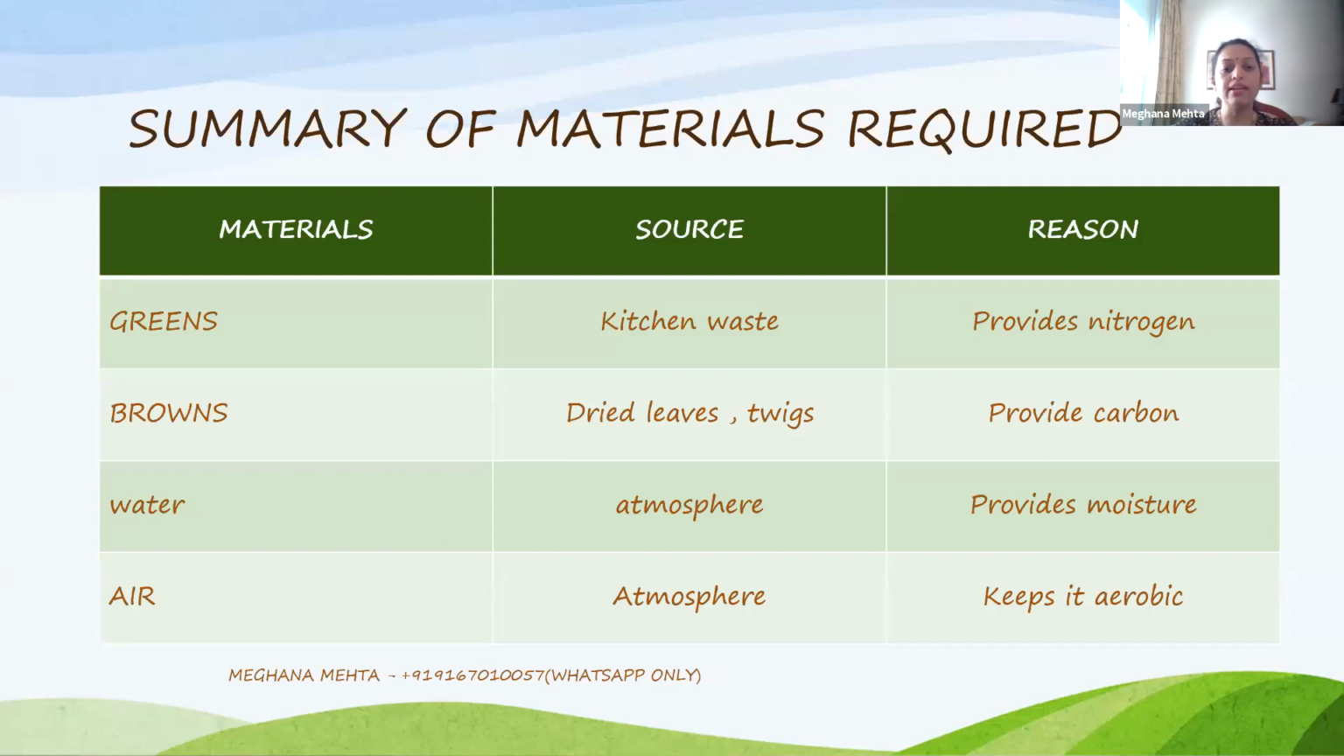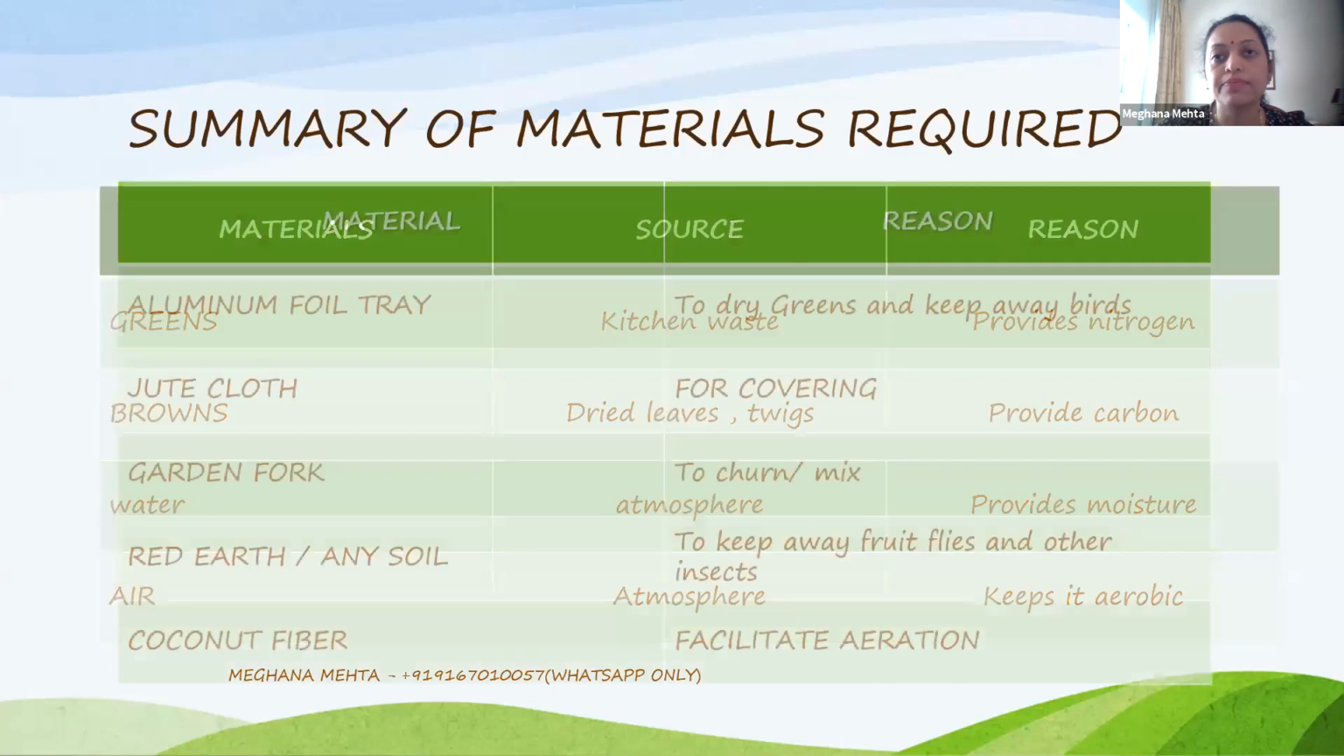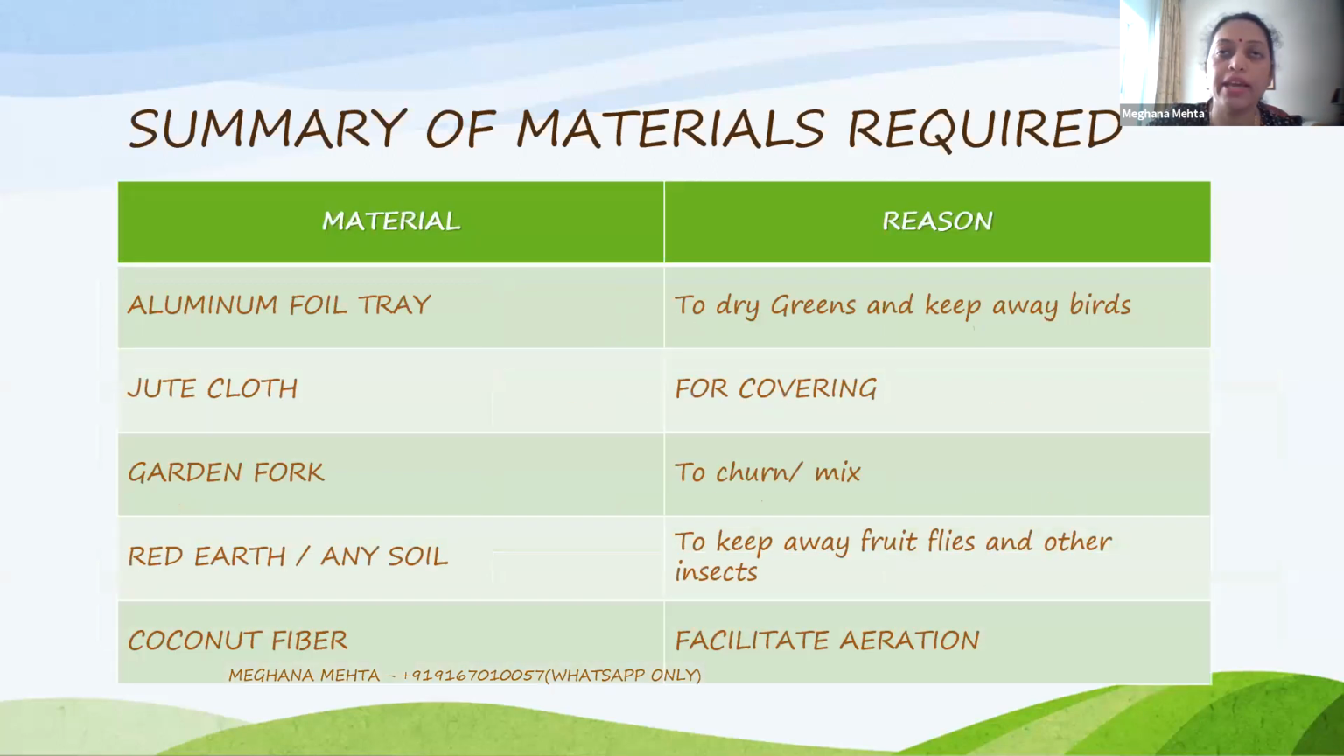And therefore, we require air and we need to make holes in the bin in which we are making the compost. Apart from that, I'll need aluminum foil. I told you why: to dry the greens and keep away the birds. Jute cloth, muslin cloth, brown paper, newspaper, anything for covering our compost.